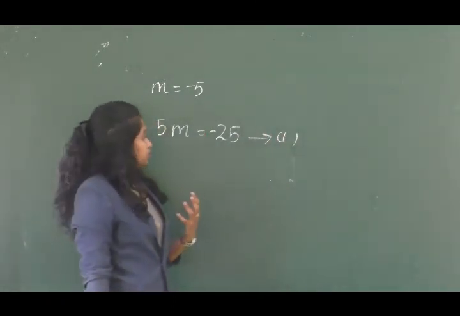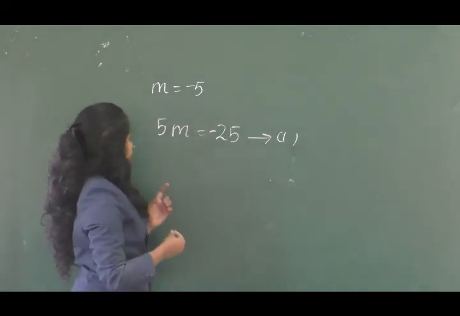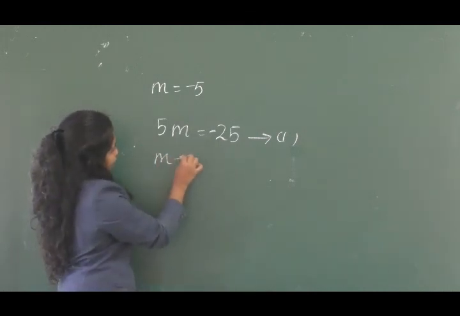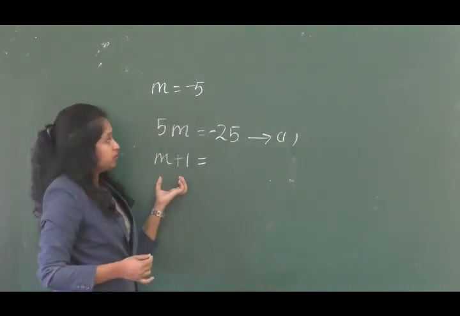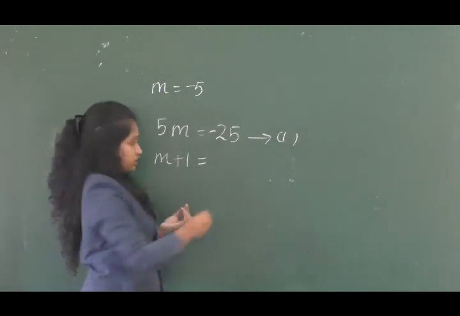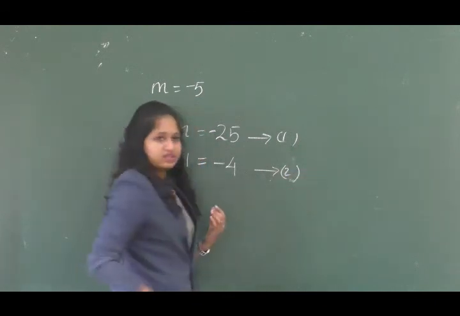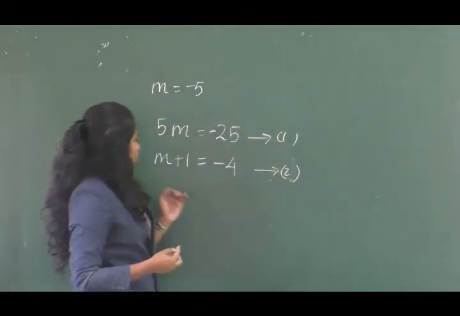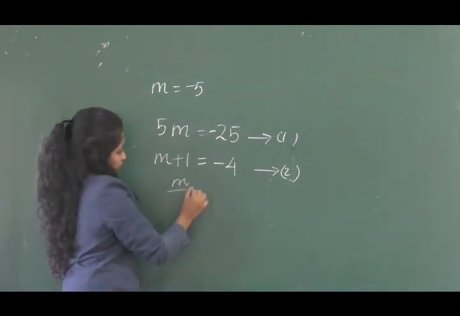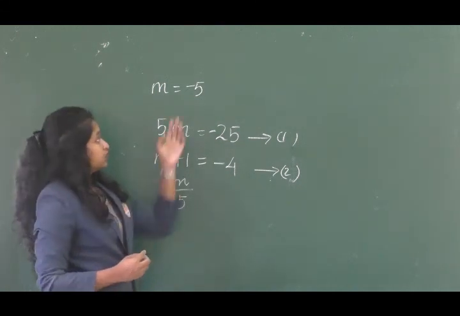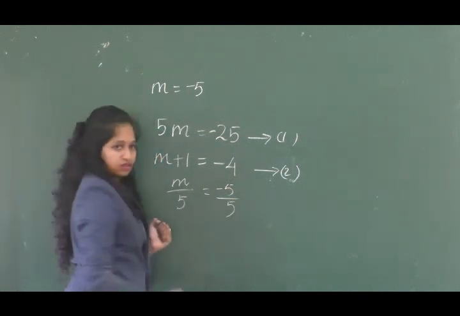Let's form one more equation or two more equations. Like how many ever we can form. Let's add 1 to both the sides. So m plus 1 is m plus 1, and minus 5 plus 1 is minus 4. This is the second equation. Let's form one more. Let's divide m by 5. m by 5, and this minus 5 by 5. So minus 5 by 5 is minus 1.